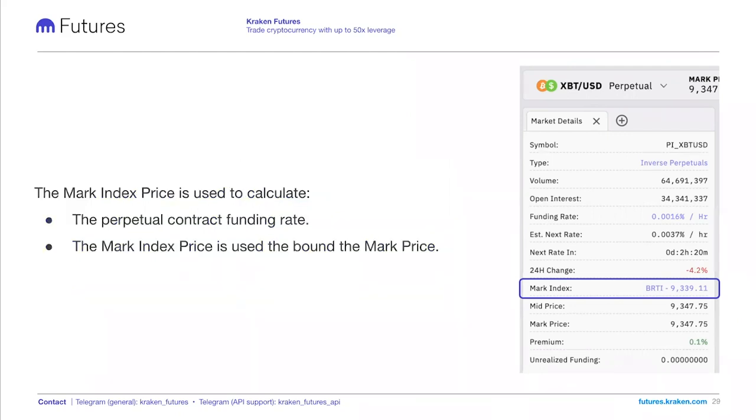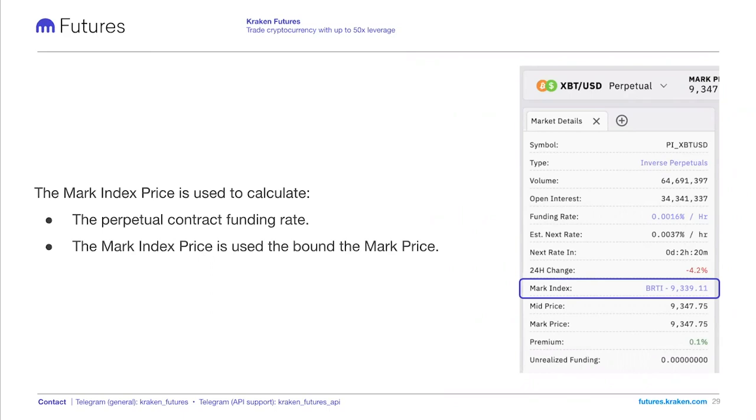And this mark index price is important. It's used to calculate the perpetual futures contract funding rate. We'll talk an entire session about that tomorrow. And it's also used to bound the mark price. So during normal trading, the futures price, because it's a contract, can diverge from the spot price. So you need a mechanism to ensure that the futures price stays broadly in line with the spot price during normal trading. And that's what the mark index price does.